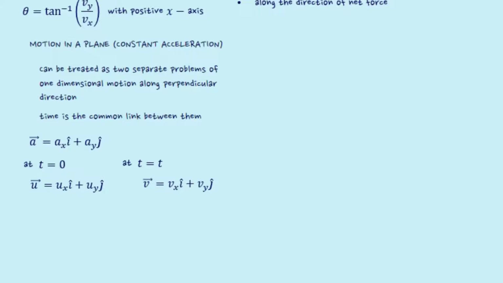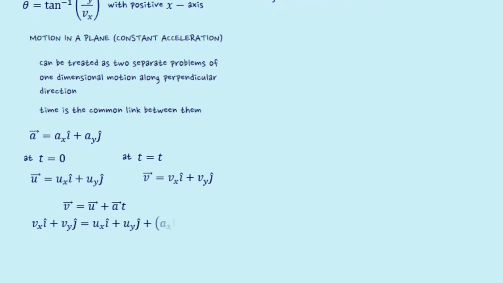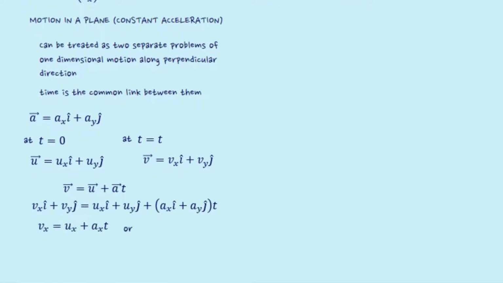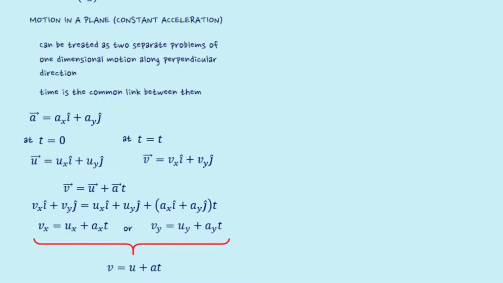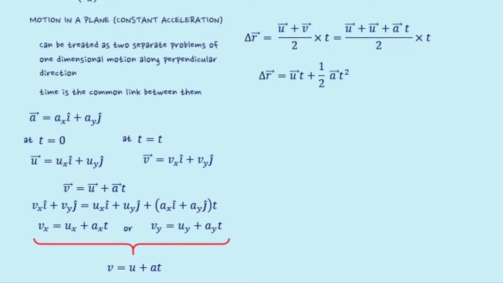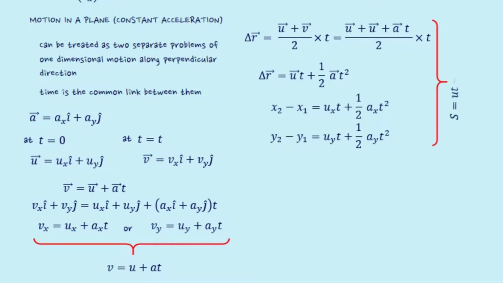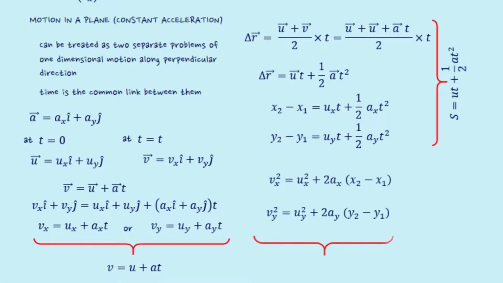The first equation of kinematics in vector form can be written as v equals u plus at. We can rewrite the expression in component form along the x and y axis. This shows the first equation of kinematics can be written using two equations which are independent along the x and y axis separately. Similarly, we can express s equals ut plus half at square and v square equals u square plus 2as into two independent equations along the x and y axis.